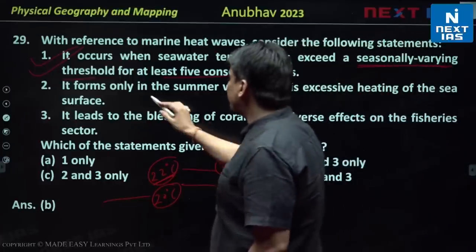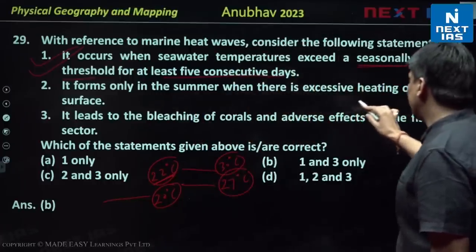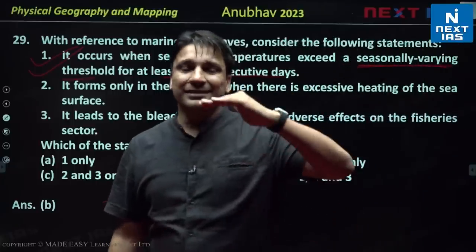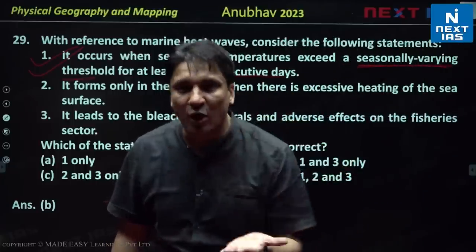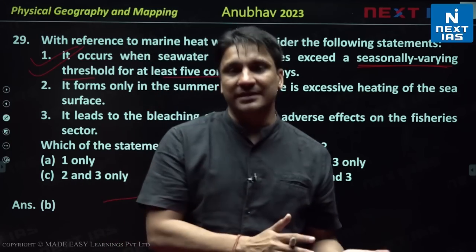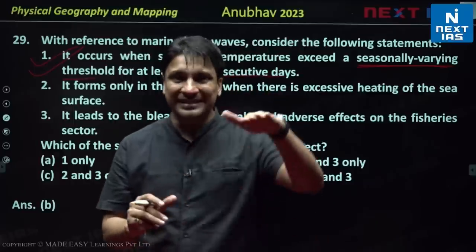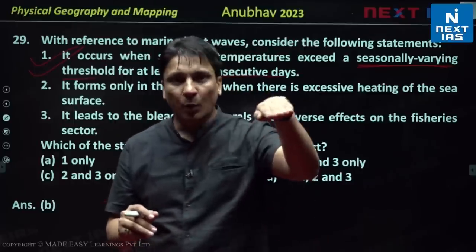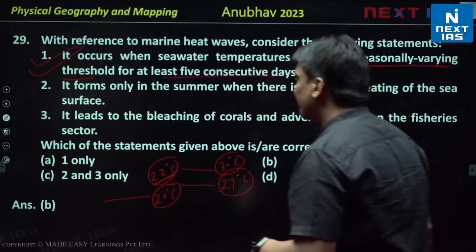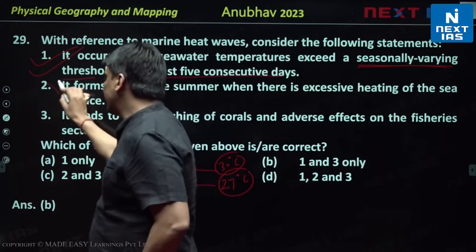Now second is, it forms only in summer when there is excessive heating of the sea surface. No. Heat wave means the temperature of seawater is higher than normal. So they may develop in summer season as well as winter season. The only difference is in winter season, the threshold will be lower. In summer season, threshold will be higher. So second statement is incorrect.